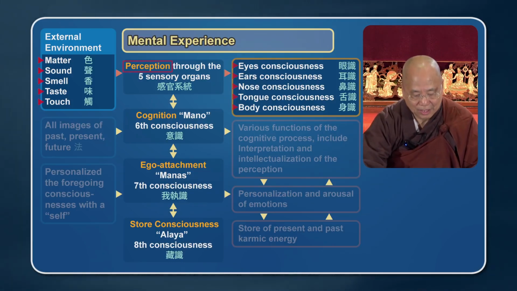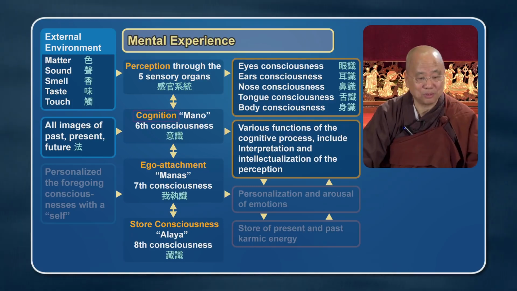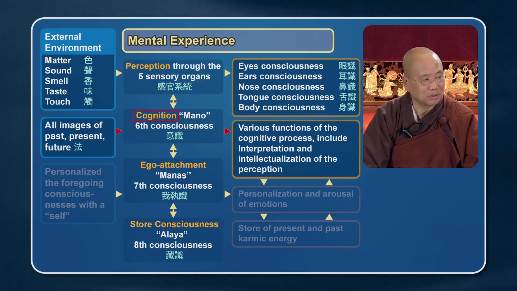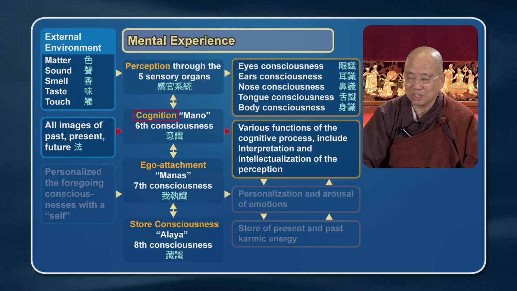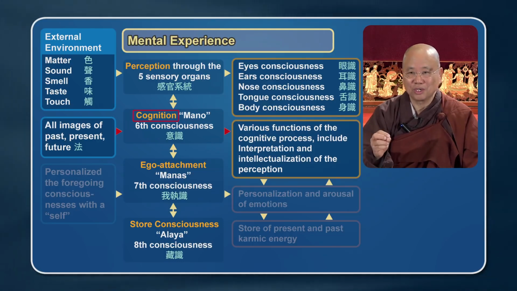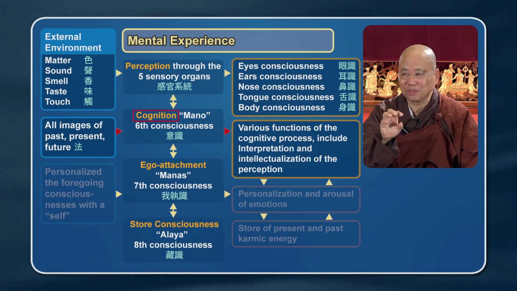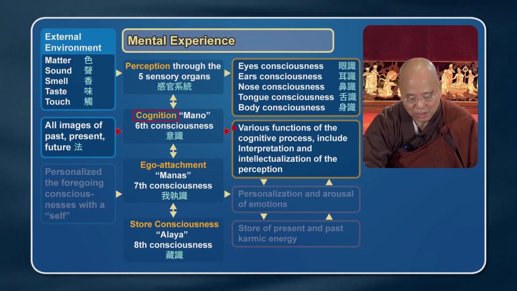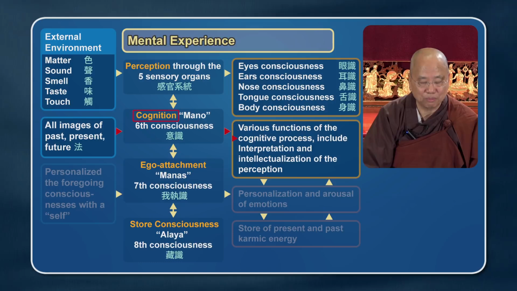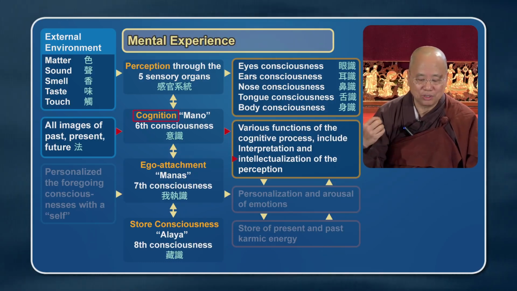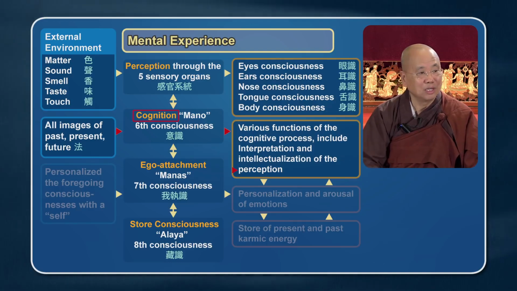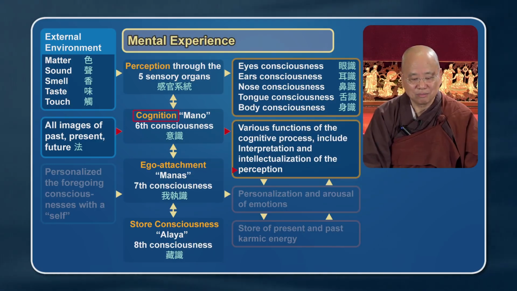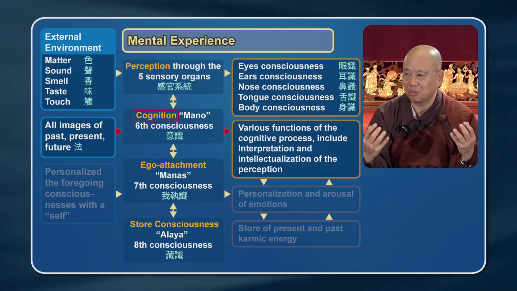And then after perception, we cognize them. We call it cognition. That is the function of the mano consciousness, which is the 6th consciousness. And what is this cognition? Cognition is not just a veridical, direct perception. It goes through more details now in our 6th consciousness. We can say various functions of the cognitive processes, including interpretation, rationalization, intellectualization, discrimination, postulation, many of these that work in our mind.